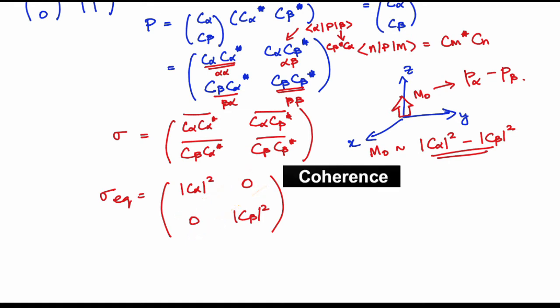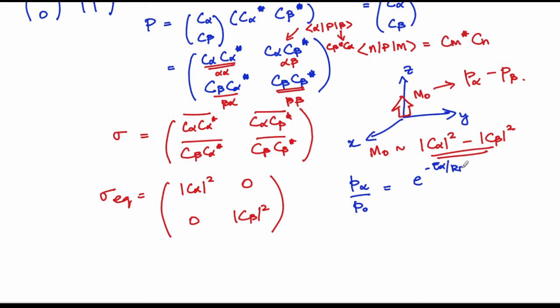Okay, so now let's go back and try to understand how this can be represented in terms of the Iz operator. If you are able to correlate here, you are able to correlate P alpha to mod C alpha square, P beta to mod C beta square. I request you to remind yourself that P alpha by P naught, where P naught is the total population, is going to be given by e power minus E alpha by kBT, which we had seen earlier. The denominator is going to be e power minus E alpha by kBT plus e power minus E beta by kBT.